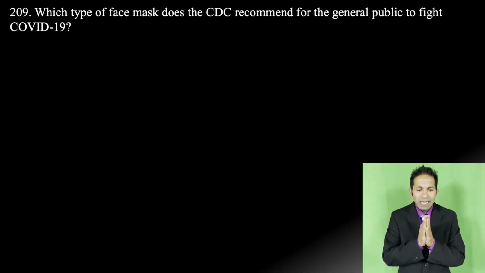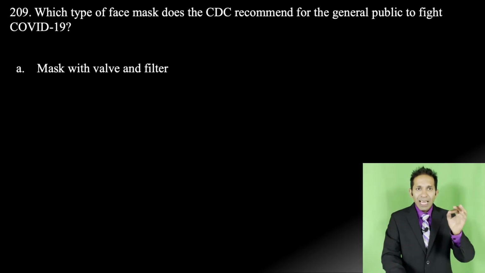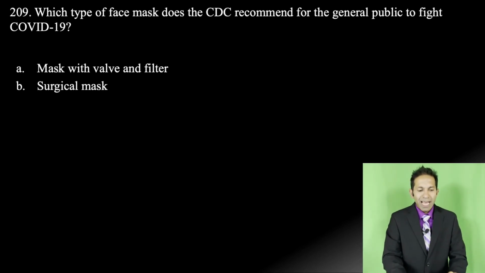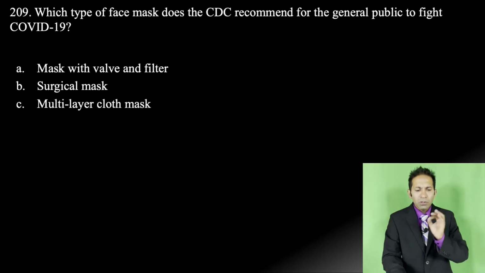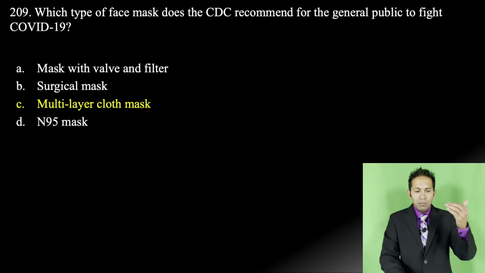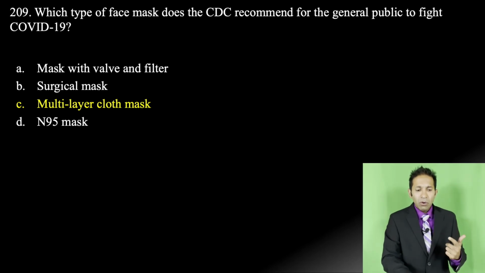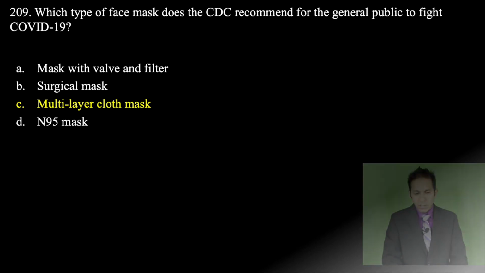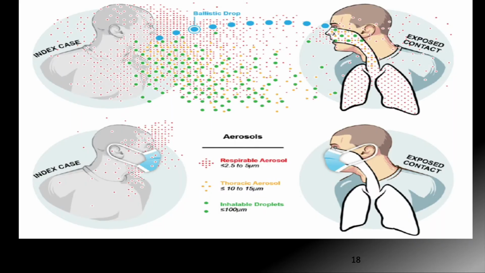Which type of face mask does the CDC recommend for the general public to fight COVID-19 infection? Option A, mask with valve and filter. Option B, surgical mask. Option C, multi-layer cloth mask. Option D, N95 mask. So here the right answer is option C. CDC recommends the general public should wear a multi-layer cloth mask. They don't recommend surgical mask and N95 mask for the general public because there was a shortage of these masks. And option A is incorrect. We'll talk about that. So let's go to the next slide and discuss this diagram.